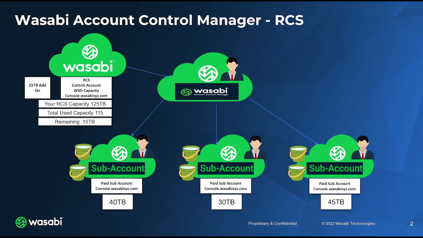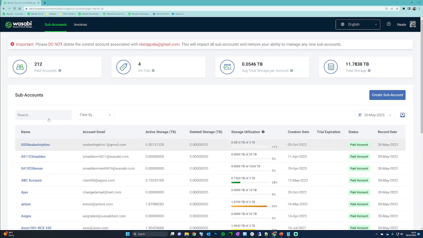So now we'll drop into the portal to have a quick look. So this is the Account Control Manager portal. So there are only two tabs up here, sub-accounts and invoices. So sub-accounts show you all of the sub-accounts that have been created and information about those accounts. And invoices will show you all of the sub-accounts and what their monthly invoice amounts would be.